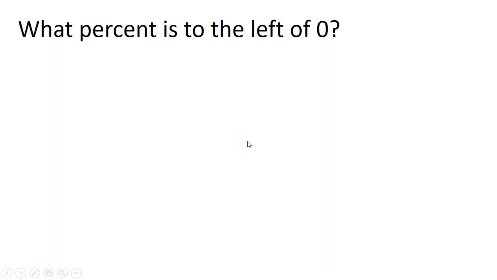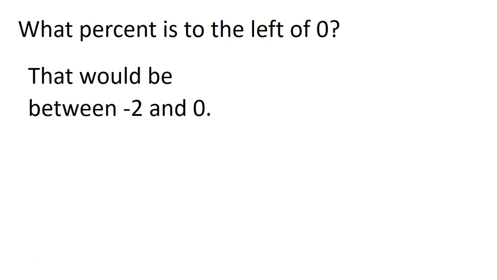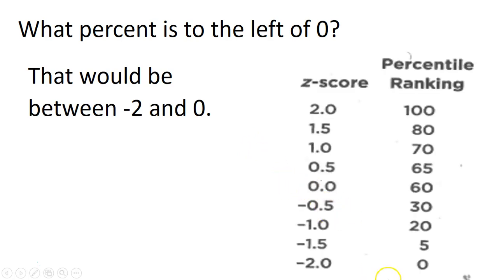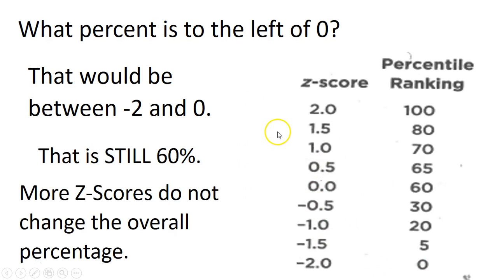What percent is to the left of 0? -2 to 0 is 60%. That doesn't change either. More z-scores don't change the overall percentage. They might change the shape of the graph, but they're not going to change what percentages are still in between there. So when I come back here, we will hit on some more with some box plots.